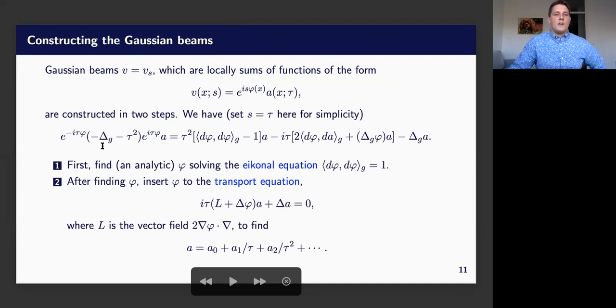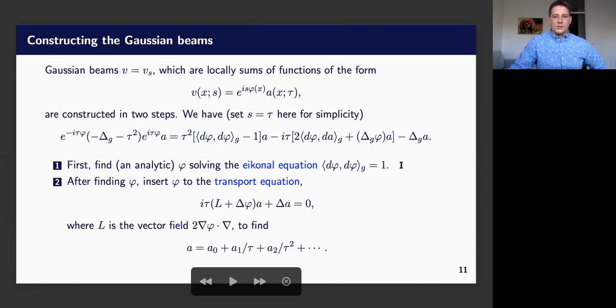Now, if you have this kind of ansatz for v, and you apply minus Laplace and minus tau squared to this ansatz, and then you multiply by the negative of e to the power minus i tau phi, you will get this kind of equation. So now we see two types of things here. The leading order thing is tau squared, and it is multiplied by this kind of object. And then we have lower order terms. Here we have tau in front, and here we don't have anything in front.